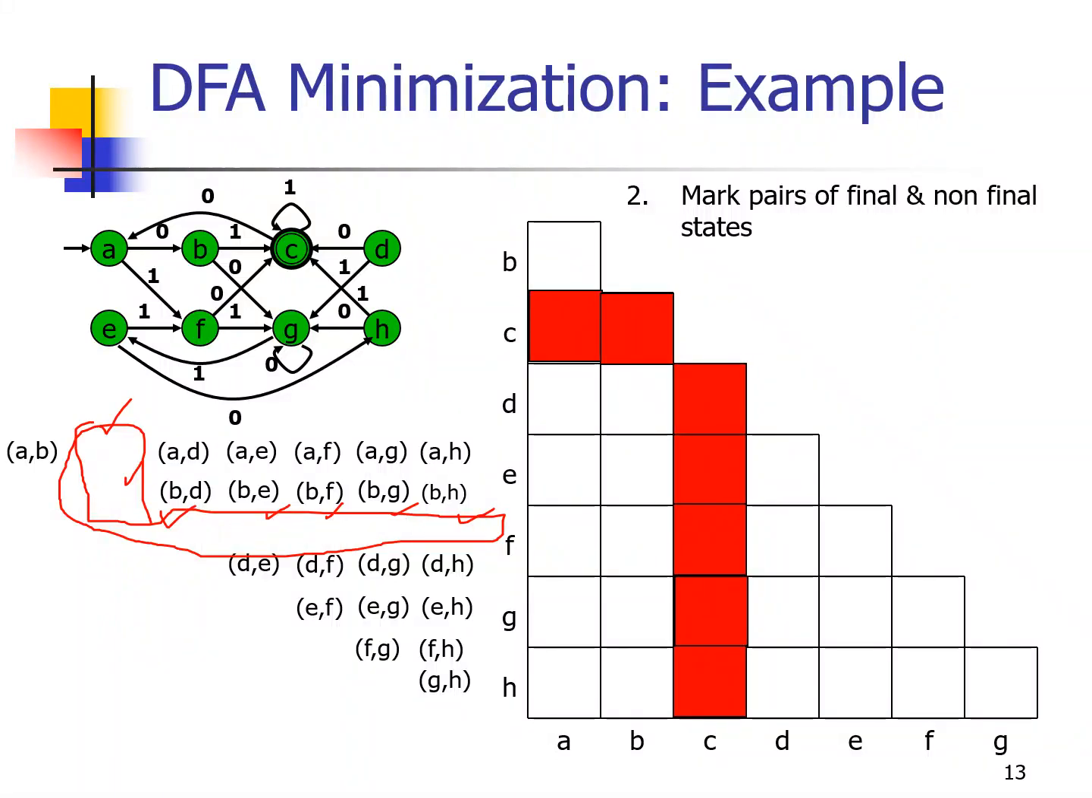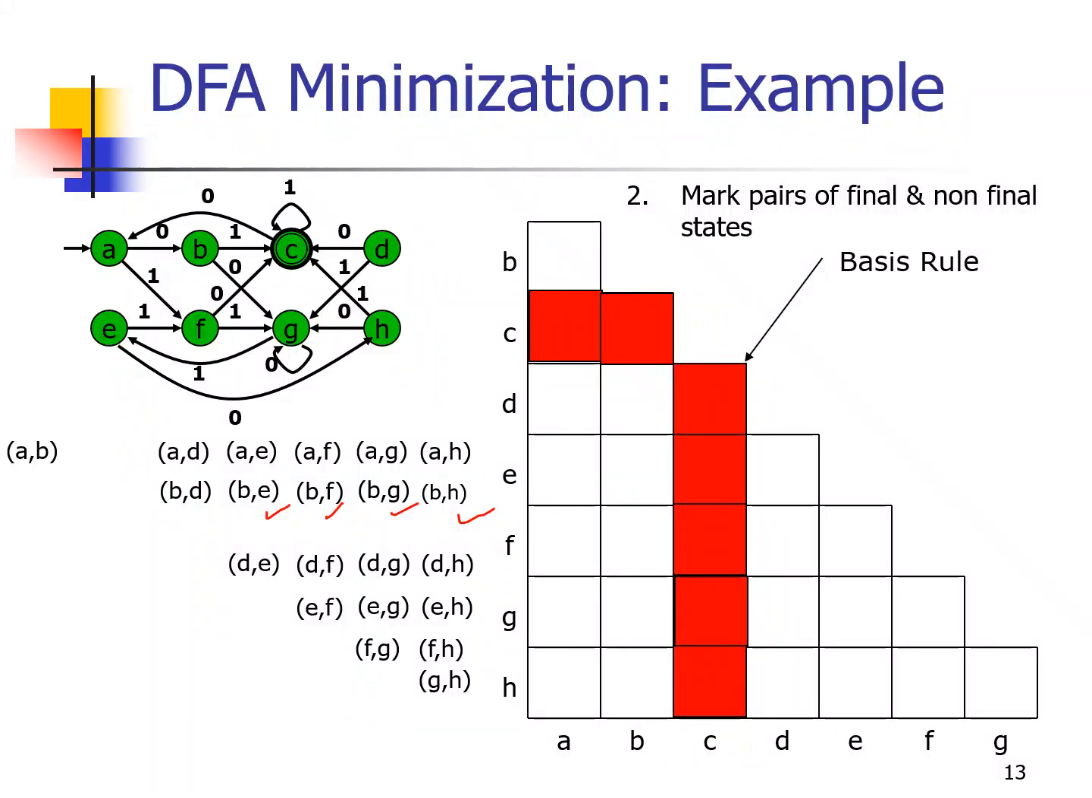Once this is over, I will move on to the next. You can call this a basis rule. These are the ones that can be directly marked. This is called a basis rule. We can directly mark it. So the rest of the pairs of states are not possible to mark directly. You have to use the step called the induction step.